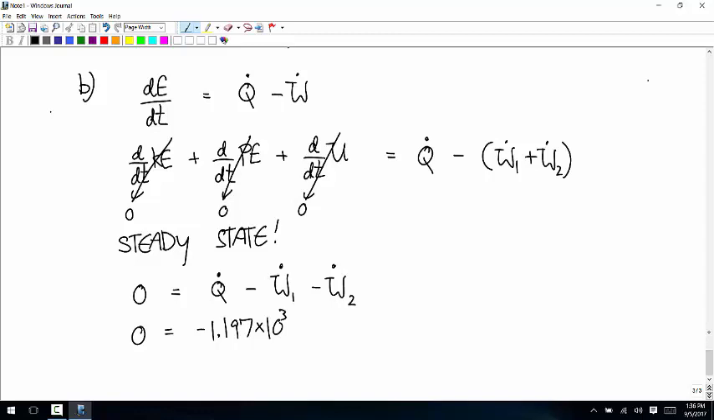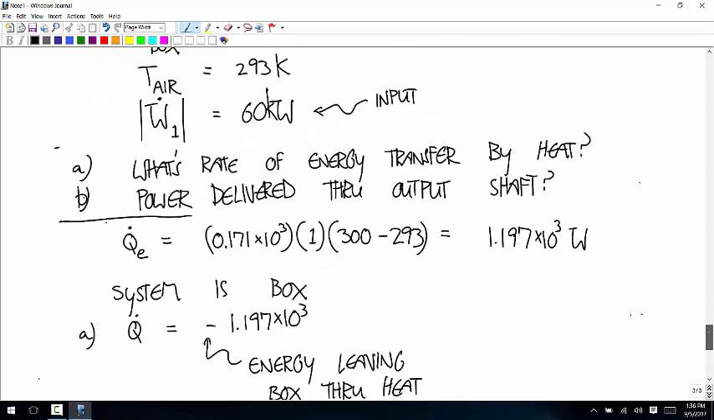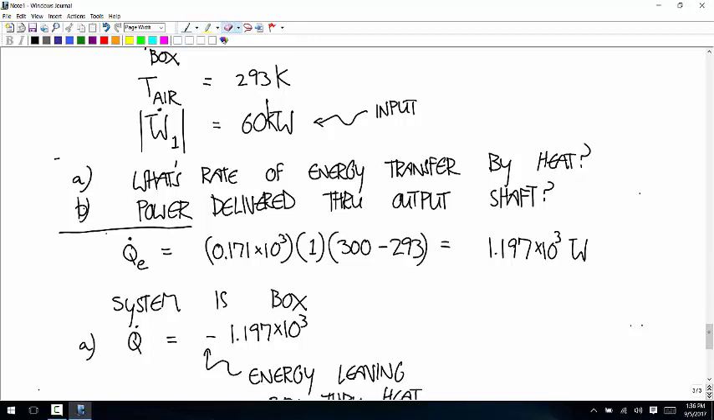W1, the magnitude of W1 is 60 kilowatts, 60 times 10 to the third watts. So that W1 is energy that's being added to the box through work. So is W1 positive or negative? There's only two options.